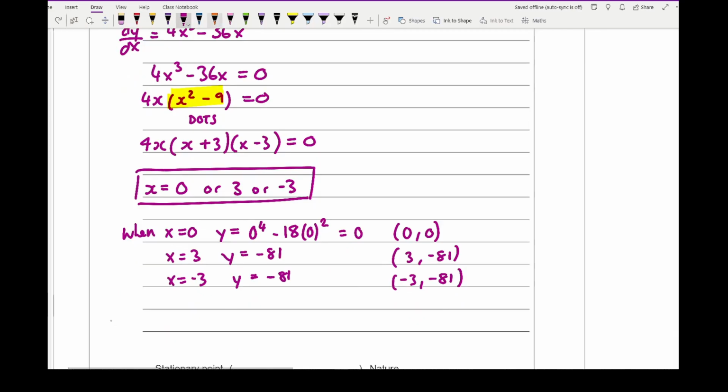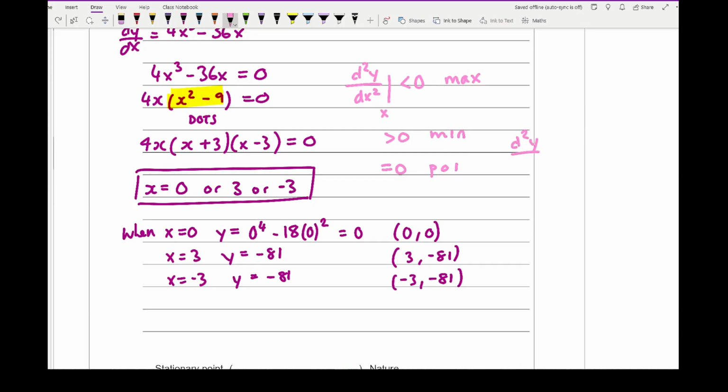Now to find the nature, what we need to do is find the second derivative. When we work out the second derivative and we substitute the x value in, if it's less than 0, it's a maximum. If it's greater than 0, it's a minimum. And if it's equal to 0, it's a point of inflection. So that should be an I, not an E. So what we need to then do is find the second derivative.